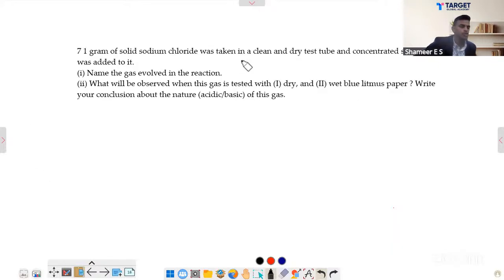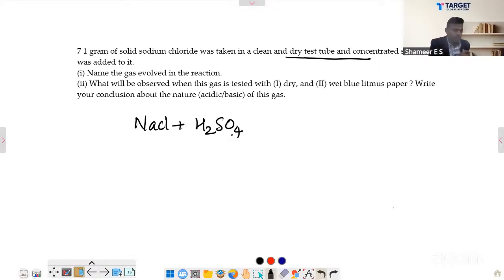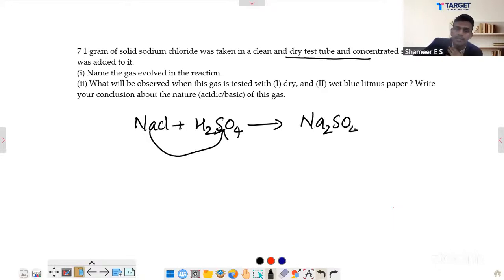1 gram of sodium chloride is taken in a clean, dry test tube and concentrated sulfuric acid is added. So sodium chloride plus H2SO4. This is there in your textbook, and most of the students will not give importance to this. It's actually important. So NaCl plus H2SO4, double displacement, gives Na2SO4 plus HCl. So this is the reaction.